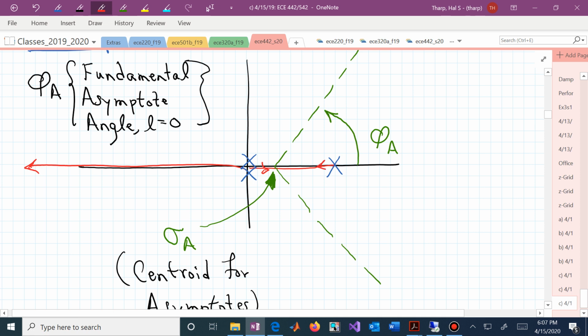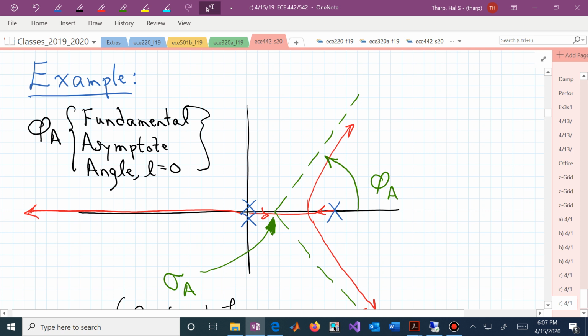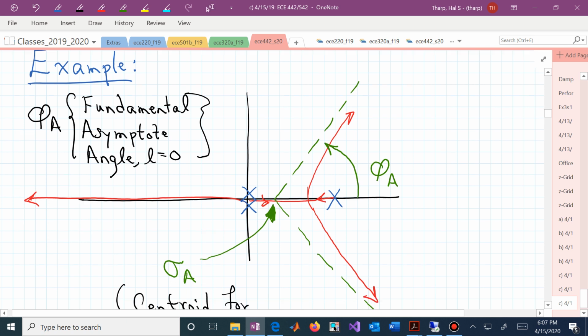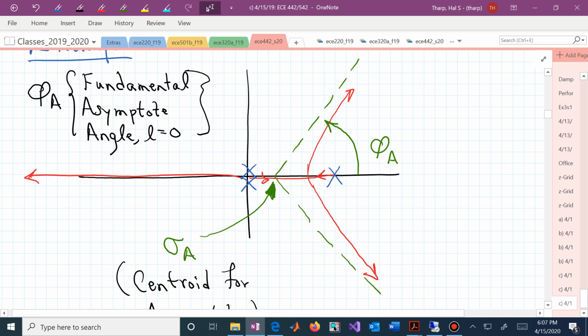We could calculate the breakaway point. One of those is going to go up here, the other one's going to go out there to approach those asymptotes. That's why they're called asymptotes. They are being approached by these branches, and one of the branches goes off to minus infinity. We have one going off at plus 60 degrees, another branch going off at minus 60 degrees.